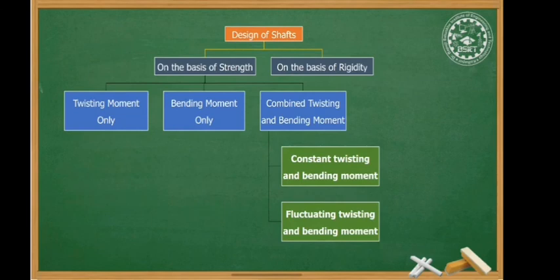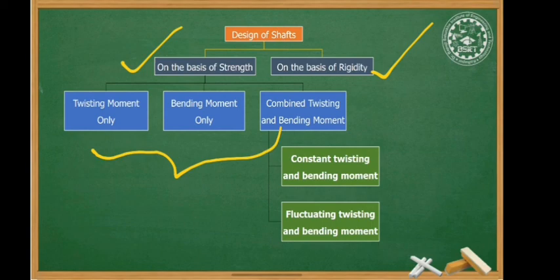So generally the shaft is designed on the basis of two main groups: the first group is design of shafts on the basis of strength, and the second is design of shafts on the basis of rigidity. Again the first group, that is on the basis of strength, is subdivided into three groups: shafts subjected to twisting moment only, shafts subjected to bending moment only, and shafts subjected to combined twisting and bending moment.